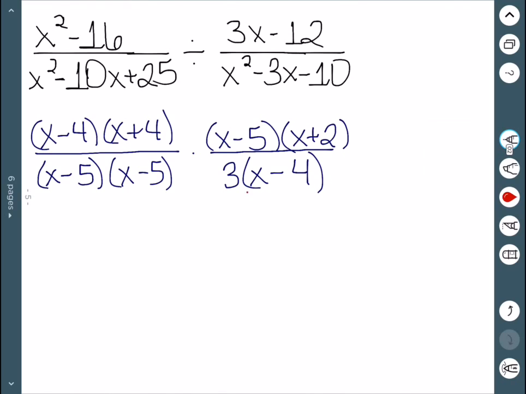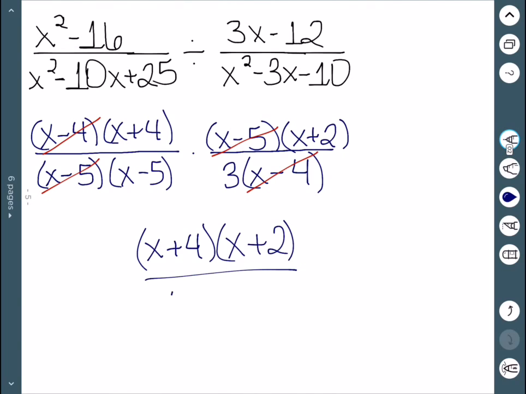And now I can see that there's an x minus 4 on the top and the bottom, as well as an x minus 5. This means on the top, I'm left with an x plus 4, x plus 2, and on the bottom, I'm left with a 3 times x minus 5.